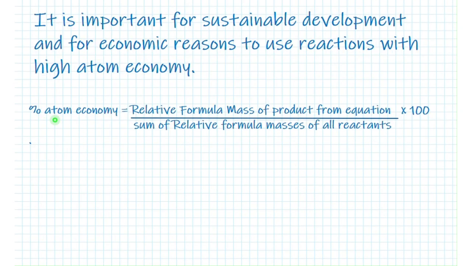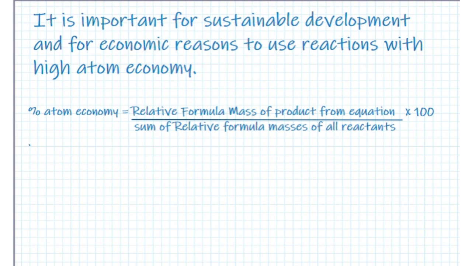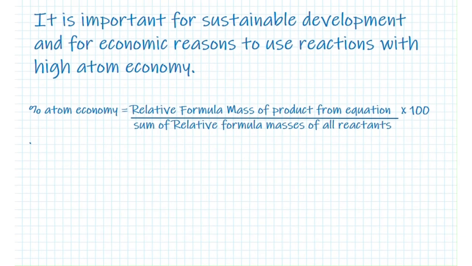Percentage atom economy is the relative formula mass of the product from the equation, so this is the desired product, divided by the sum of the relative formula masses of all reactants, times 100. So, let's do a worked example.